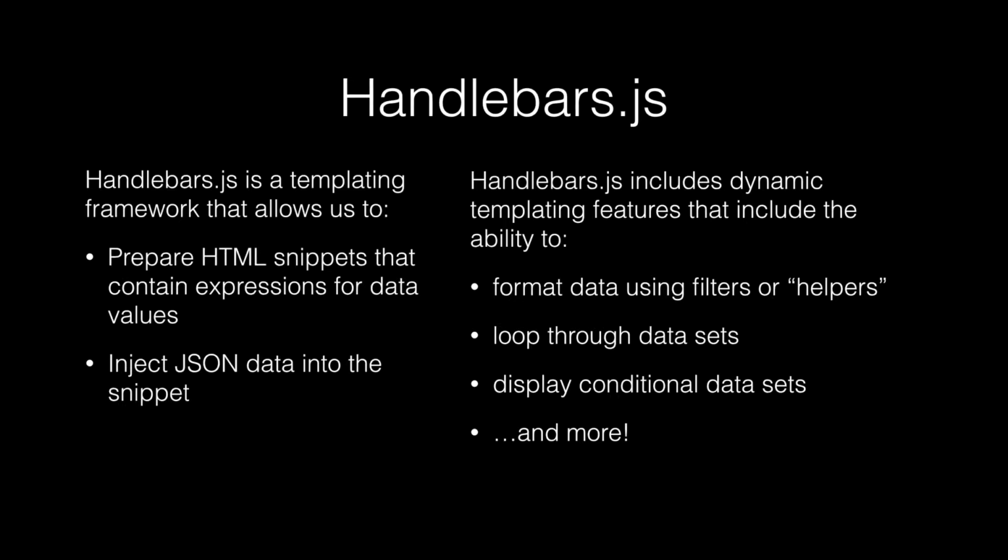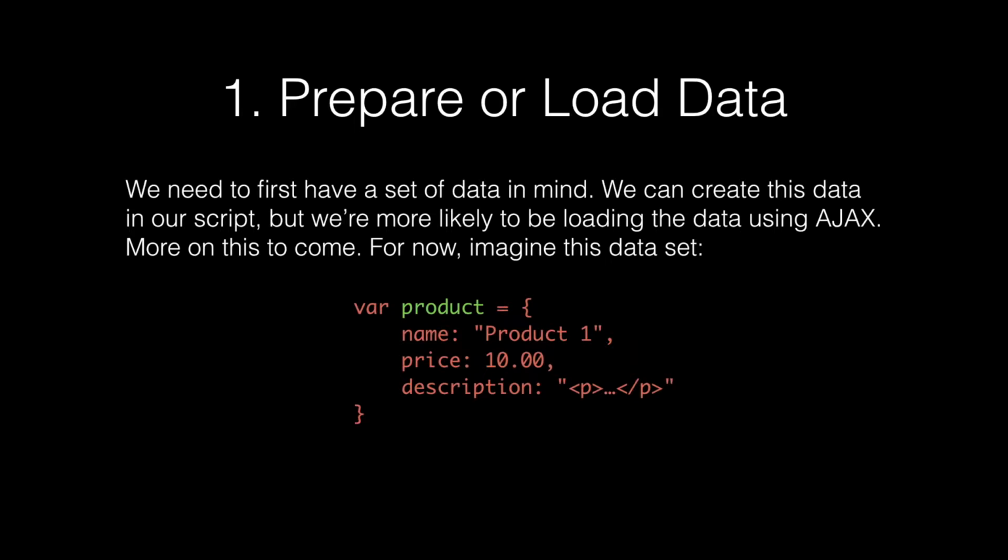Handlebars.js includes dynamic templating features that include the ability to format our data, not just to stick it in as is, but also to format it using filters or what they call helpers. And also to do block-based processing such as loops for looping through our data sets and conditional data sets so that we can display certain things if one condition is true and alternative things if not. And it does a lot of other things that we won't cover in this course, but I wanted to give you an introduction. So there's a 4-step process, and step 3 has 2 different branches that we can pursue with it. So we'll get there and cover that as it comes up.